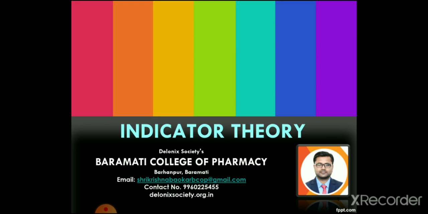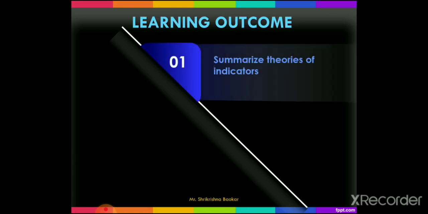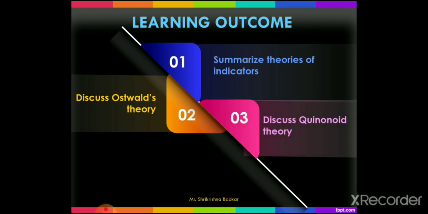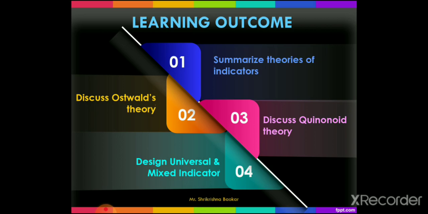The session is on Indicator Theory, which is a part of acid-base type of titration. The learning outcome of today's presentation is that, after completion of this topic, my student should be able to summarize theories of indicator, discuss Ostwald theory, discuss Quinonoid theory, and design universal and mixed type of indicators.